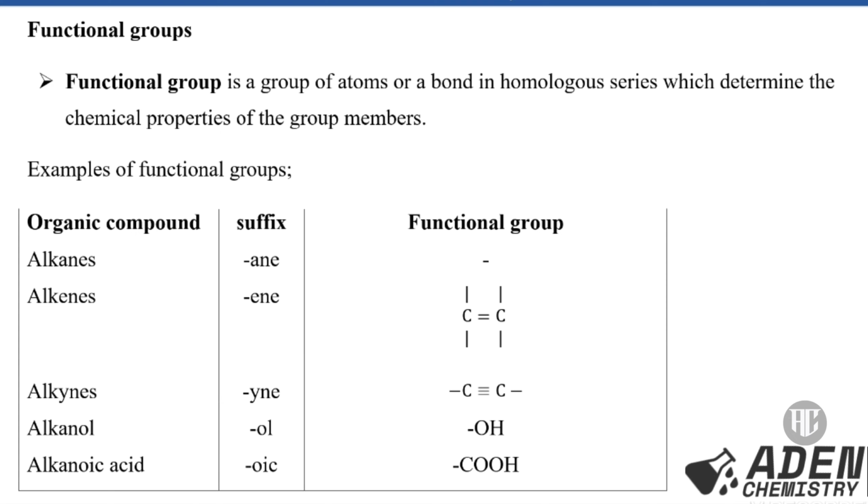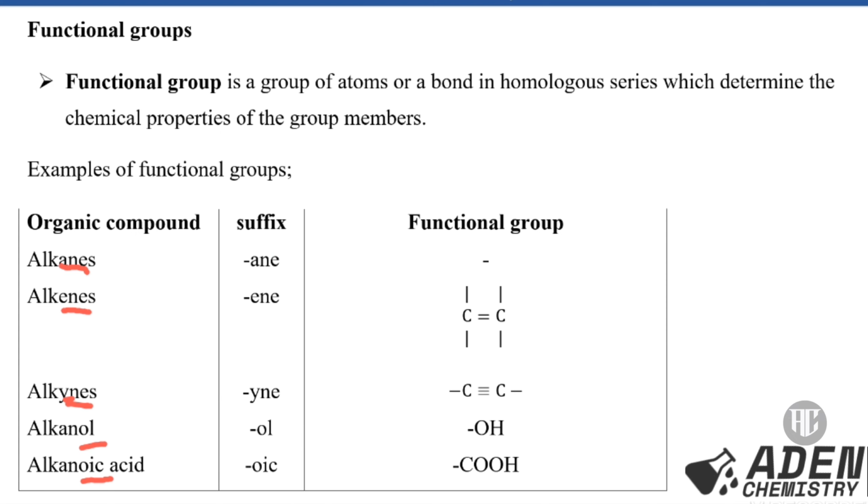Let us see the suffix for these organic compounds. When we have alkanes, we check the last 3 letters, that is A-N-E. For alkenes, the last 3 letters are E-N-E. For alkynes, it will be Y-N-E. For alkanols, we have OL. For alkanoic acids, it will be OIC. So we have the suffix here for alkanes, alkenes, alkynes, alkanols, and also alkanoic acids.